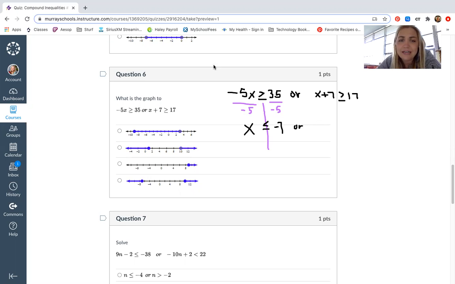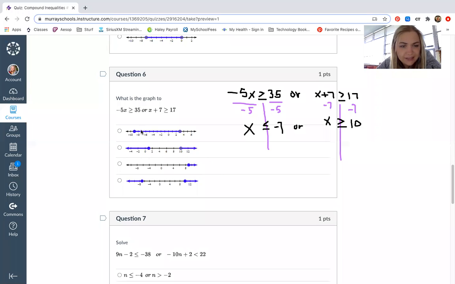And then on the other side, I've got x plus 7. I can subtract 7 on both sides. And on the left, I still have x. I don't change the symbol because I didn't multiply or divide by a negative on that one. So it only applies to the side of the compound inequality that you're working on. And then 17 minus 7 is 10. Okay, so we need one of our graphs to be lower than negative 7 or greater than or equal to 10. So both of these are going to be closed circles.